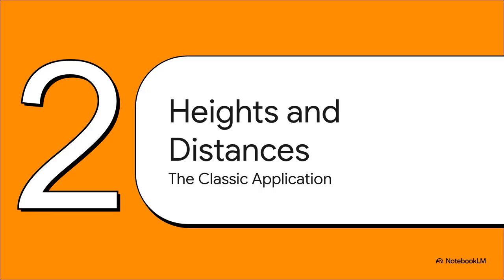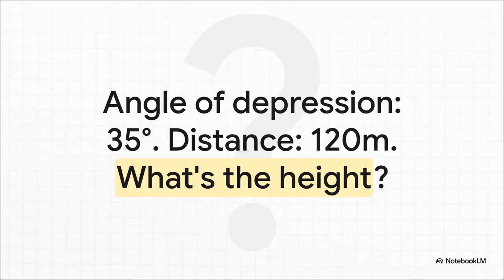Okay, perfect. Now that we've sharpened our skills on a pure ratio problem, let's take these tools and apply them to one of the most classic real-world applications of trigonometry, figuring out heights and distances that you just can't measure with a ruler. So here's a very typical exam question. You're standing on top of a cliff. You look down at a boat, and the angle of depression, the angle you're looking down at, is 35 degrees. We know the boat is 120 meters away from the bottom of the cliff. The question is, how high is that cliff?